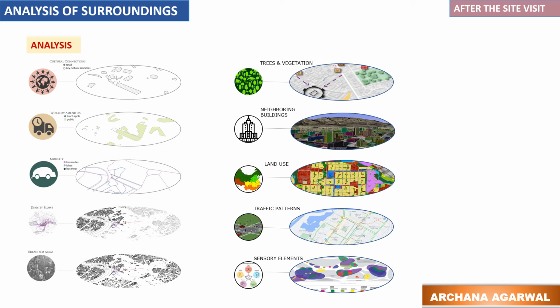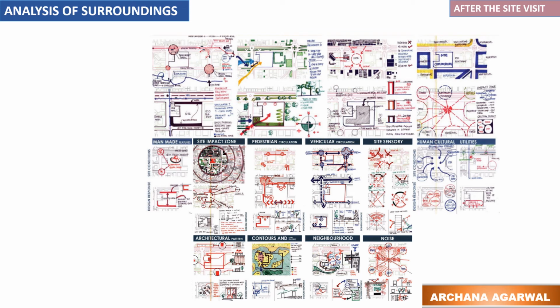Analysis of the data collected related to surroundings would include aspects such as cultural connections, workday amenities, mobility, density flows, urbanized areas, trees and vegetation, neighboring buildings, land use, traffic patterns, sensory elements, and many more. The sketches made for analyzing the data can also be included in the presentation.